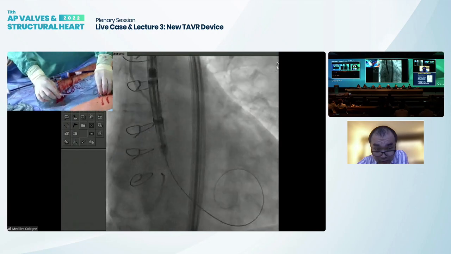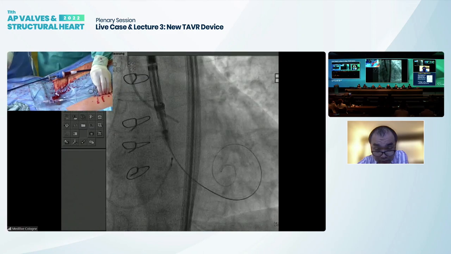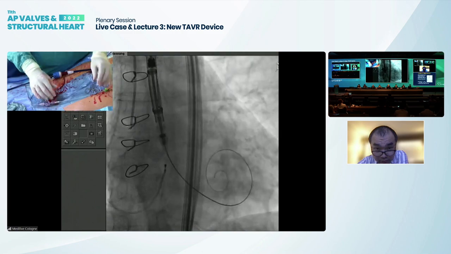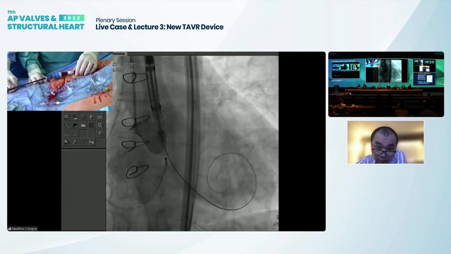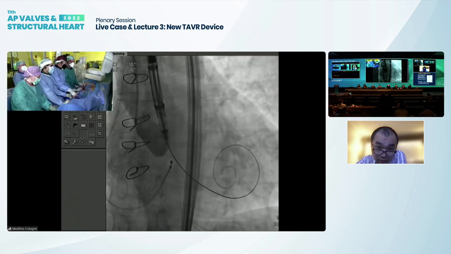Okay. So, you know what I do? We'll do an injection here so that everybody can see where we are, actually. Looks good. Perfect. That's good. Very good to see now. So we aligned everything at the STJ.